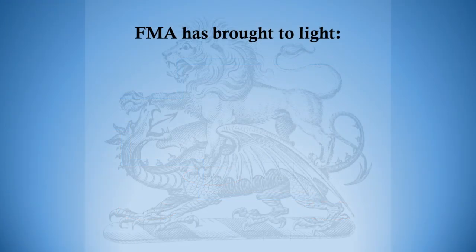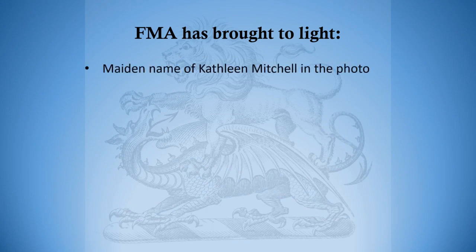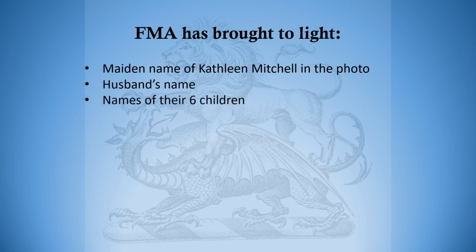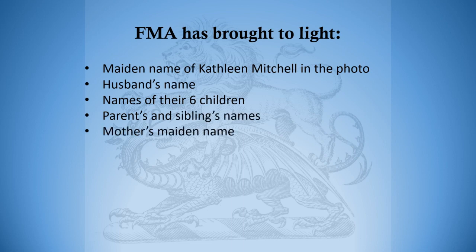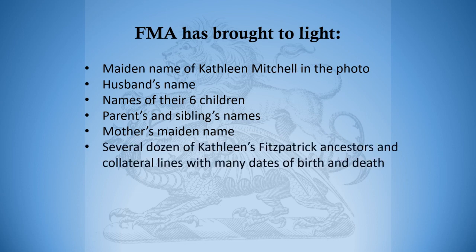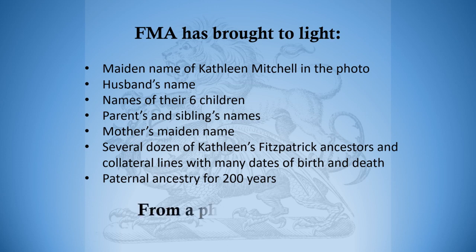So the FMA has brought to light the maiden name of Kathleen Mitchell in the photo, her husband's name, the names of their 6 children, her parents' and siblings' names, her mother's maiden name, several dozen of her ancestors and collateral lines with many dates of birth and death, and a paternal ancestry for 200 years. From a photo in a trunk.